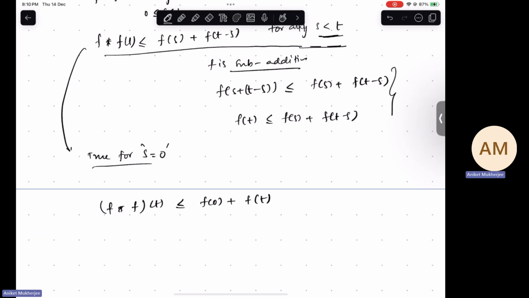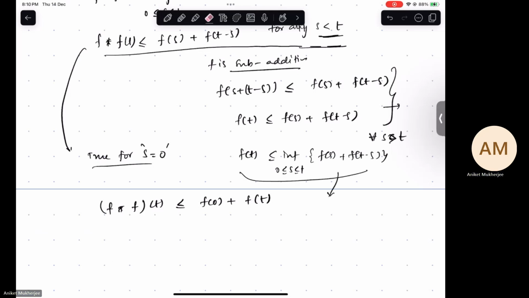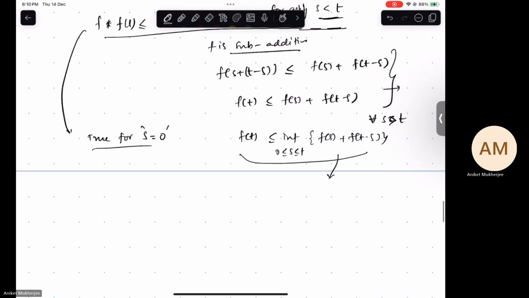From f is subadditive, this is true for all s less than or equal to t, and that means f of t is less than or equal to the infimum over 0 less than or equal to s less than or equal to t of f of s plus f of t minus s. So from this we get f of t less than or equal to f convolution f of t.